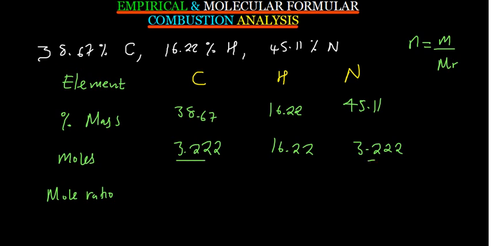So from here, divide by the smallest number. You can see this is the same as this. So that means that here we're going to get a 1. Even here we're going to get a 1. And then 16.22 divided by 3.22 is going to give you about 5.03, which is just a 5. So the empirical formula for this one is CH5N. Just direct as this, that is going to be the empirical formula. We're good?